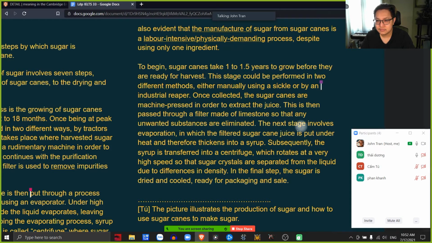Okay. Xa khỏi chữ stage đầu tiên này. It's quite far away from the first stage. The next stage involves evaporation, in which the filter sugar cane juice is put under heat and okay. The filter sugarcane juice. This is complex noun and compound adjective.